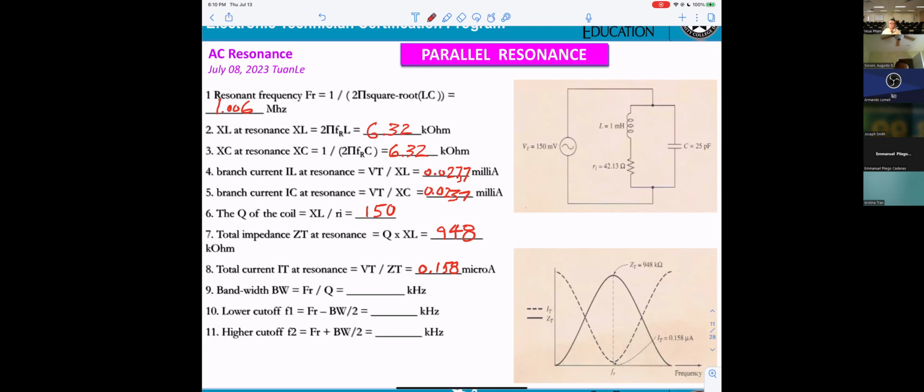Six 170 kilohertz. Bandwidth, right? Yes. You take FR divided by Q. Six point seven, correct.